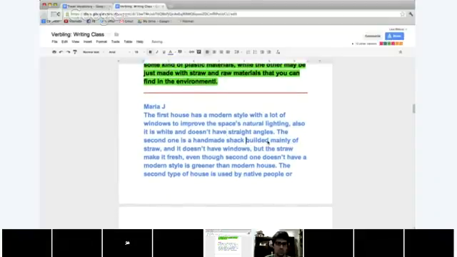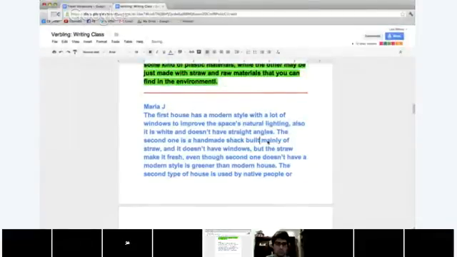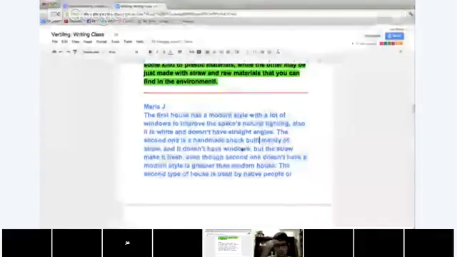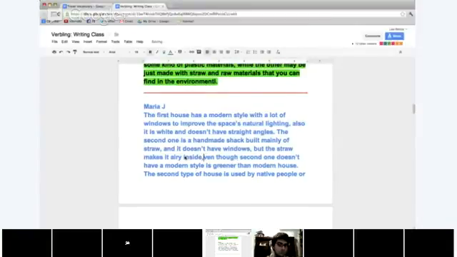You could say built mainly of straw, and it doesn't have windows, but the straw makes it... I would say, instead of fresh, we would say airy inside. And then I would start a new sentence.